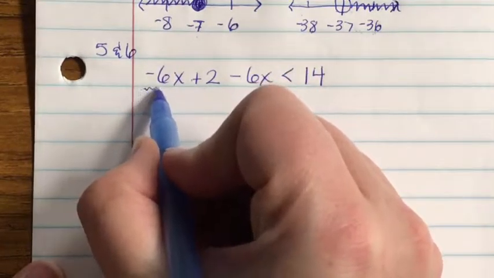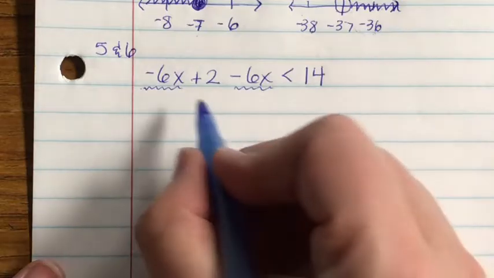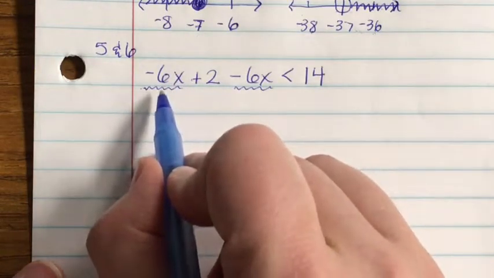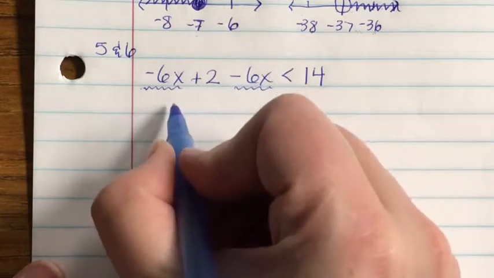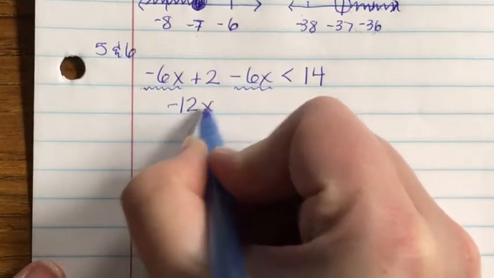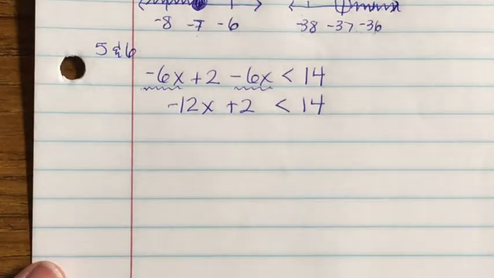Divide. I personally would combine these like terms. So if I have 6 negative x's and I get 6 more negative x's, how many negative x's do I have? 12 negative x. So 12 negative x's, and then plus 2 is less than 14. Okay, good?